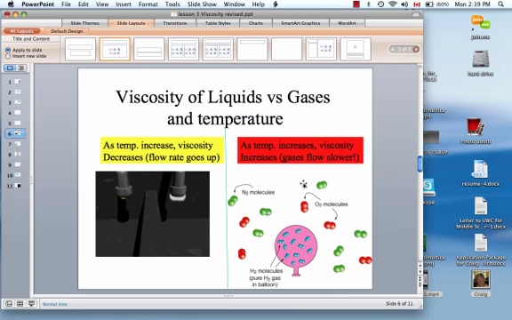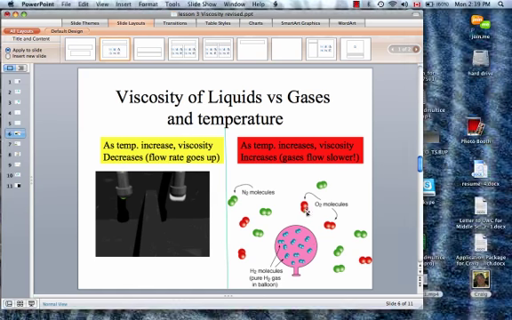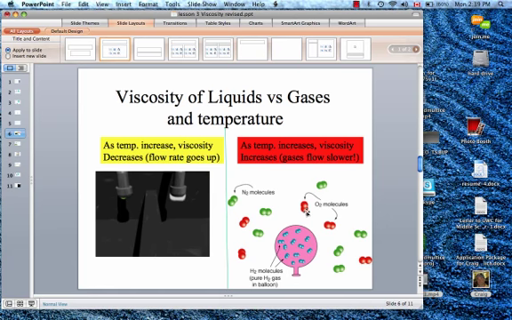However, gases are the exception, as I said before. Gases, when we heat them up, they're going to move around faster and faster and faster, and they're going to bump into each other, collide more, and stick, therefore slowing them down.